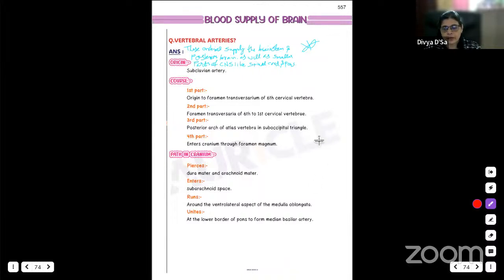Next is blood supply of brain. When we say vertebral, we need to understand the branches of which arteries will supply the brain. So vertebral arteries: the branches of these will supply the brainstem as well as the spinal cord and pons. We'll see the origin and the course.